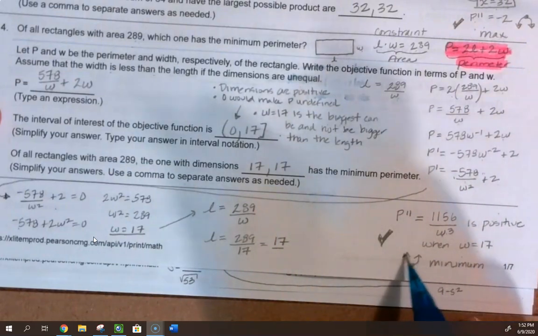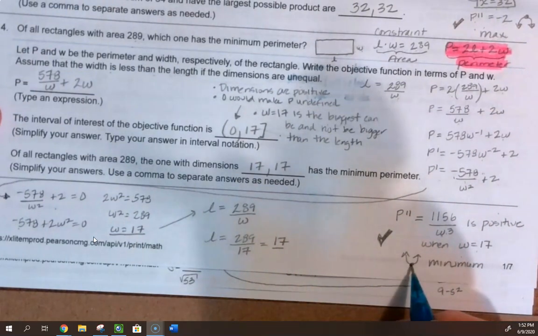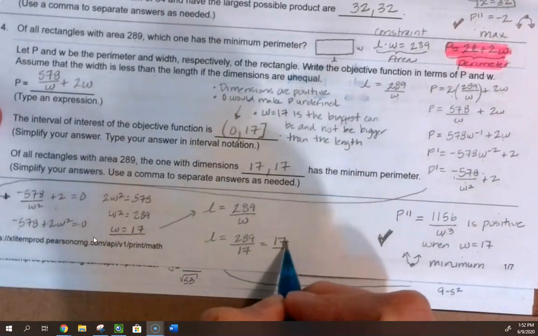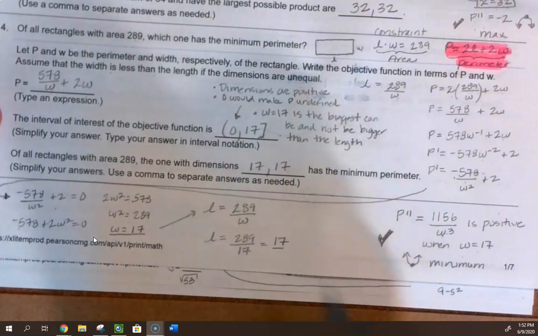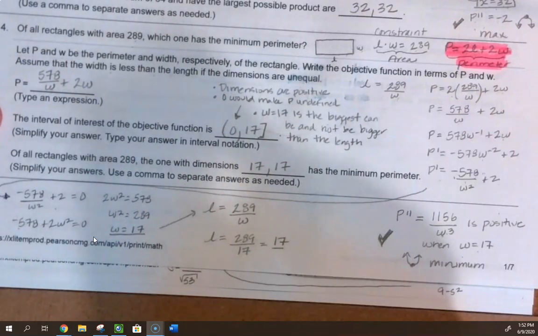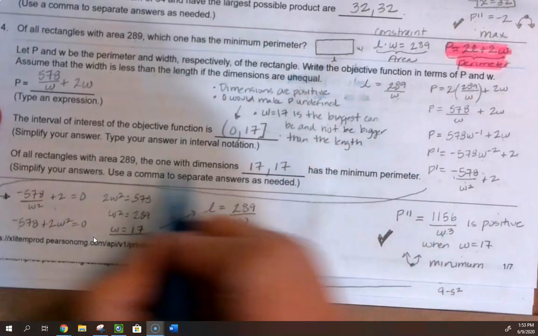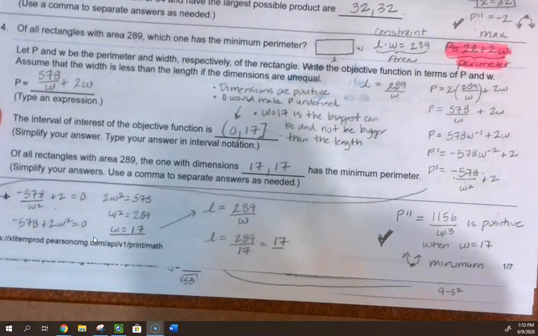So because it's positive, it's concave up, making this a minimum. And so we know that this w equals 17 and length equals 17 represents a minimum. And so we fill in the dimensions there.